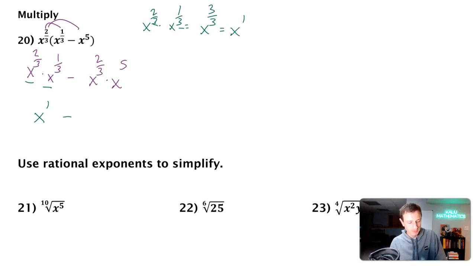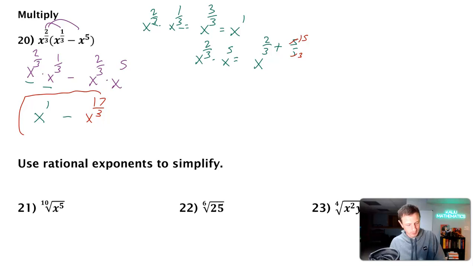So I get x to the first minus then x to the 2/3 times x to the 5th. That's going to be 2/3 plus 5 over 1. Make the denominator 3. So that's 3. That becomes 15. 15 plus 2 is 17. 17 over 3. So x to the 17 over 3. So x to the first, or just x, minus x to the 17 over 3.